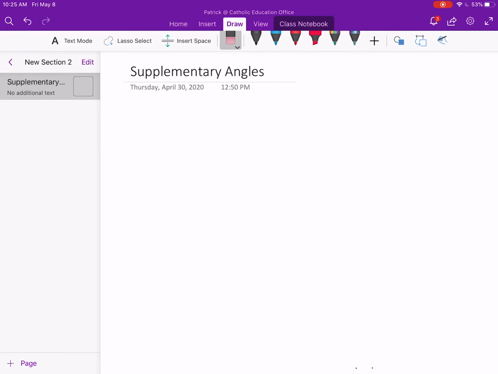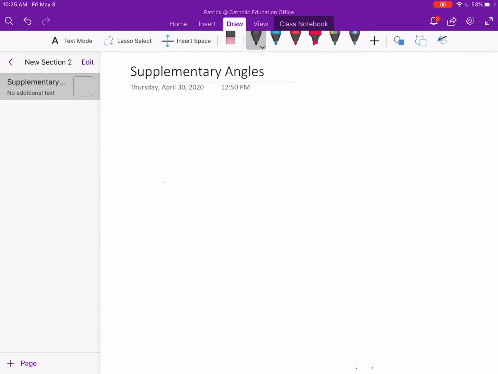So this lesson's on supplementary angles. Supplementary angles seem really tricky, but they're not when you kind of know what to do. So I'm going to show you a question.